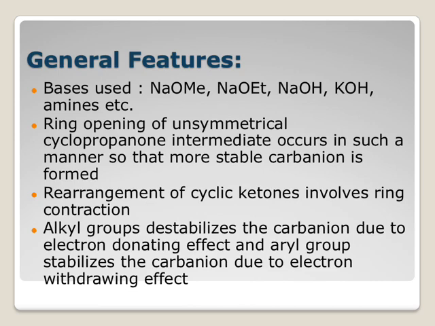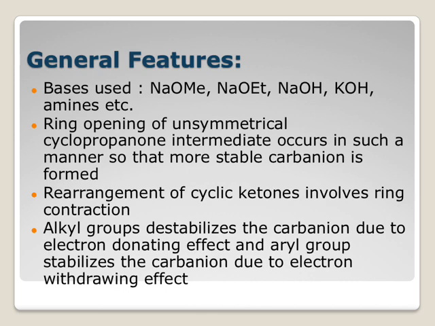Now since we have a negative charge, we need to remove or neutralize that negative charge so as to make it more stable, which can be done by the introduction of an electron withdrawing group. The best example is the aryl group. So if electron withdrawing groups are present, then they stabilize the carbanion. If electron donating groups are present, then they destabilize the carbanion. So when we have unsymmetrical ketones, we need to check which carbanion is more stable, and based on that we will get our product.